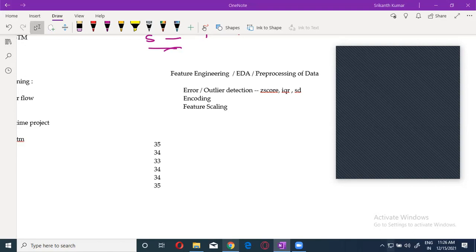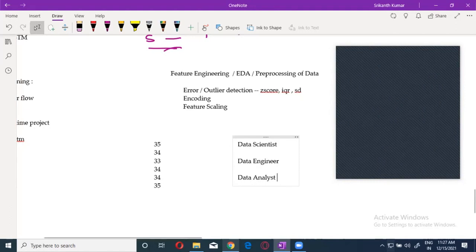See, data scientist, data engineer, the top notch is data scientist. Under him there will be a data engineer. Under him there is a data analyst. Analyst is an entry level job. It is like a junior developer, a senior developer, and then a project manager or team lead.